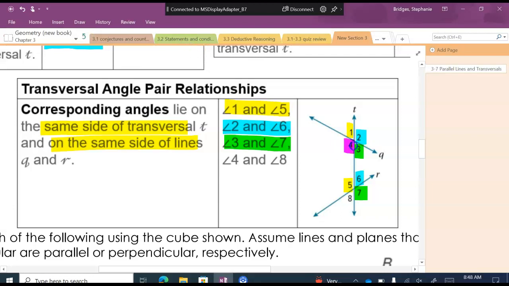And then what's the only pair left? 4 and 8. Okay, so those are called corresponding angles. And tomorrow we will get into some relationships with all of these when our lines are parallel. Okay, but that's not going to happen until tomorrow. What we've got to learn today is just to identify same side interior, same side exterior, alternate interior, alternate exterior, corresponding. We need to be able to identify all of those. Is everybody okay with that?